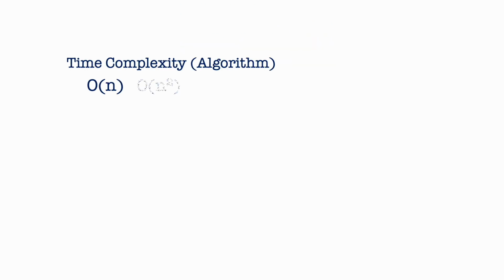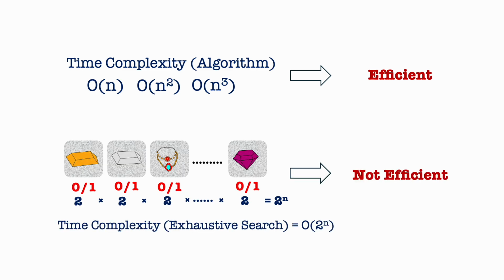Generally, we consider an algorithm efficient if it runs in polynomial time. In the case of the zero-one knapsack problem, the exhaustive search approach has a time complexity of order of 2 to the power n, which is exponential. That's not very efficient.